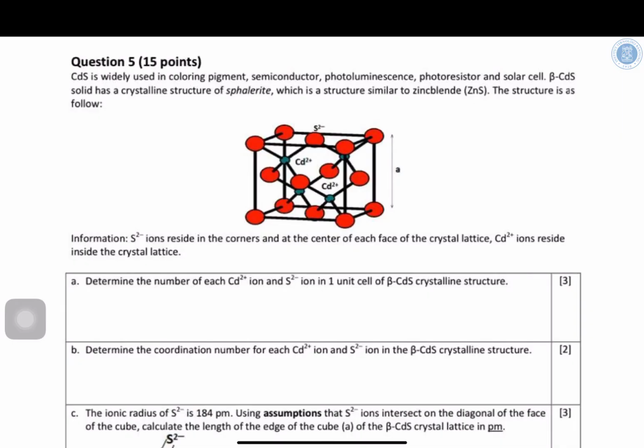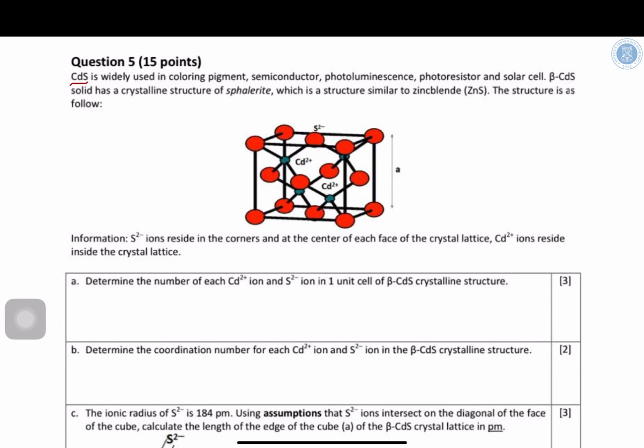Let's take a look at this question about cadmium sulfide. Cadmium sulfide is widely used in coloring pigments, semiconductors, photoluminescence, photoresistors, and solar cells. There is a beta cadmium sulfide solid which has a crystalline structure of sphalerite, which is a structure similar to zinc blende, which is zinc sulfide. Now, the structure of this beta cadmium sulfide is as the following.